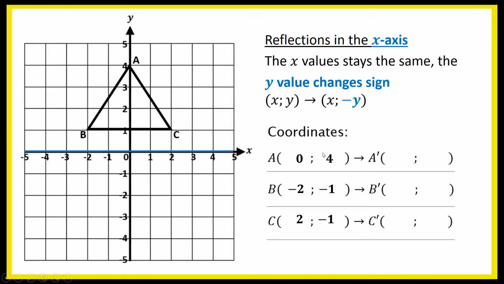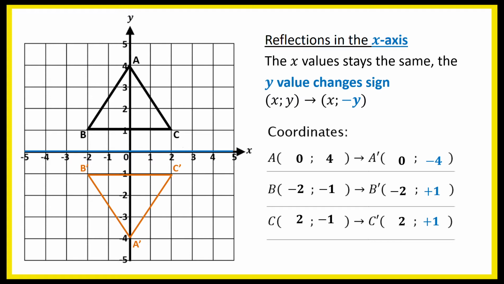If I look at these coordinates, the y coordinates should change. The y coordinate is always the second number in your coordinate pair. So your y coordinate here is 4, and the new A, or A dash, will be (0, -4). For B, the x value stays the same, so -2, and the y was 1, so now it becomes -1. And then C was 1, now it becomes -1. If I were to draw that, this is what it looks like. It's literally just flipped over the x-axis.